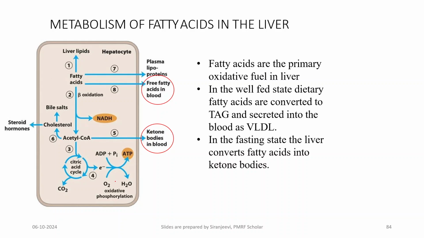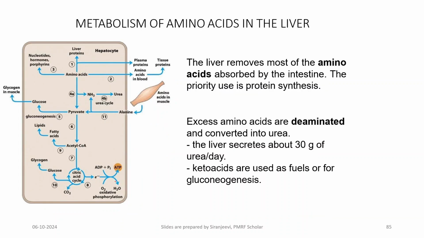And other metabolism, like amino acid metabolism, can undergo production of proteins, such as liver proteins, and it helps in the production of nucleotides, hormones, and porphyrins. It also helps in plasma proteins and amino acids in the blood, for example in tissue proteins. Whenever the amino acid is not required, deamination will take place. Then finally it forms ammonia, and ammonia will undergo the urea cycle. This only takes place in the liver in the body.